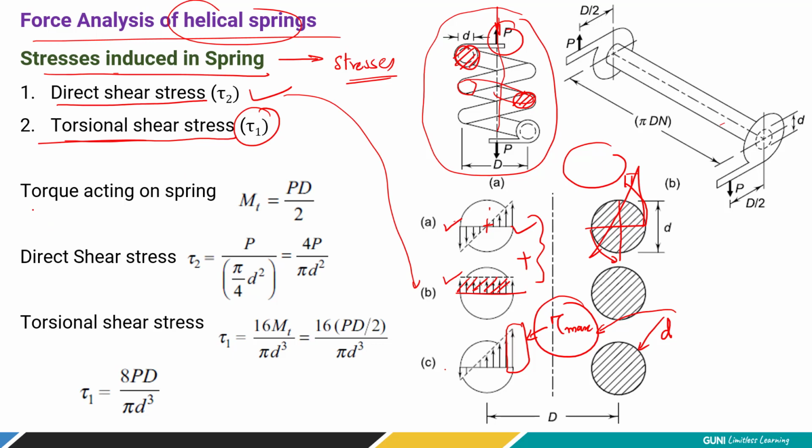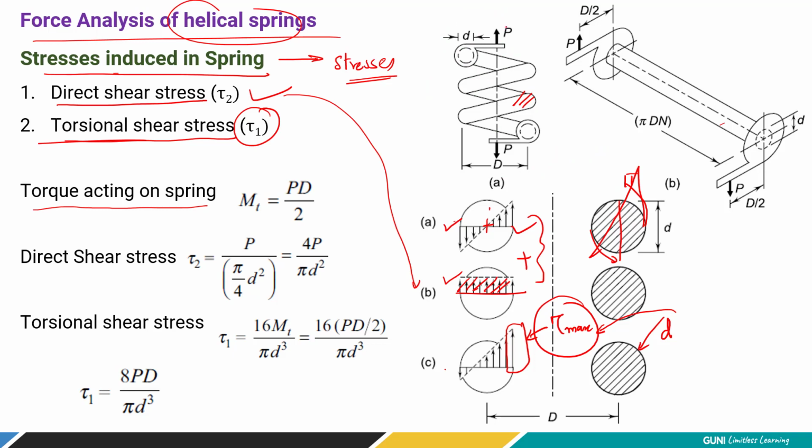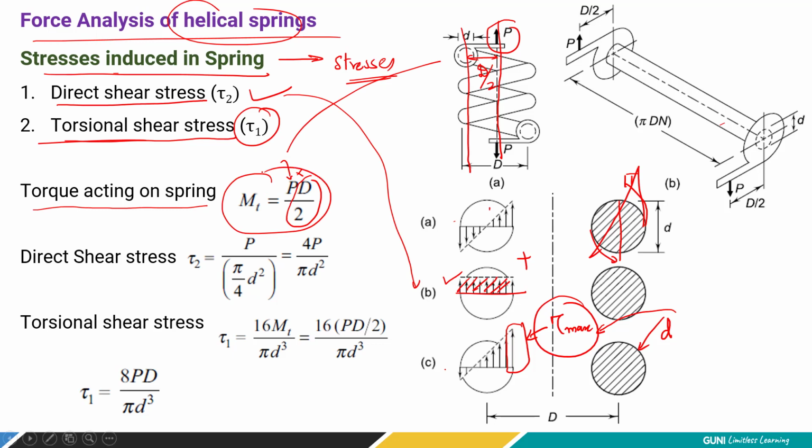So how is the torque acting on a spring generated? Just imagine a shaft where an electric motor rotates and the torque is simply applied. But here it is not like that. Here we are applying the force on the spring, but that force is at a distance from the center of the wire or coil. This distance is simply half of the mean diameter. So this distance multiplied by the applied force makes the torque coming on each coil of the helical spring.